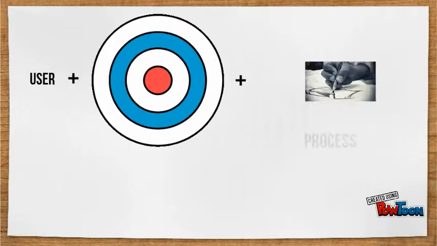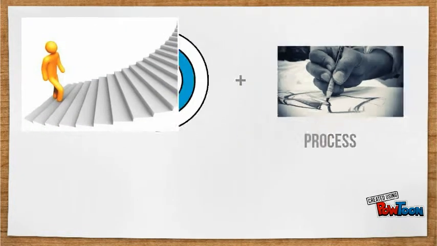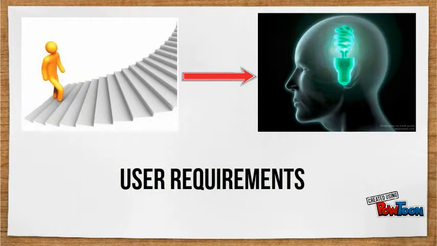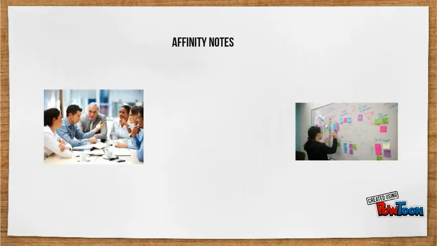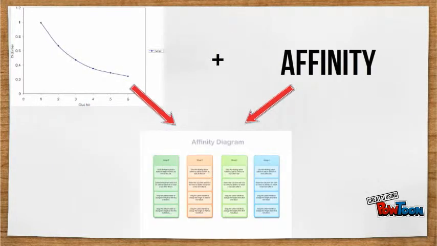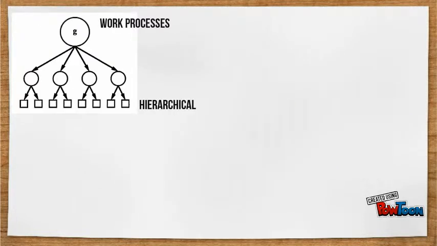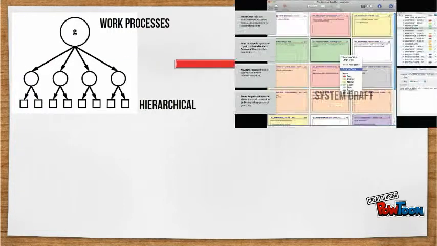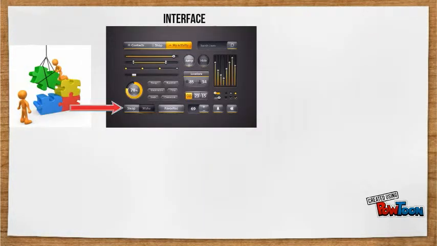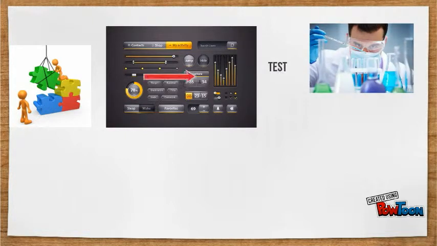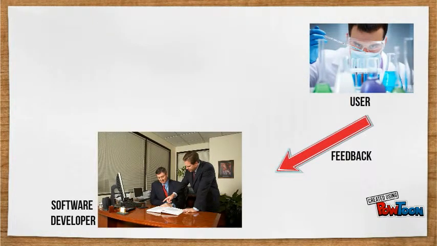What is contextual design? This is a user-centered design process. It involves several steps to gain an understanding of the user requirements for the system. This process requires the developer to observe the user, then label key points, called affinity nodes. From these nodes an affinity diagram is drawn, which is a hierarchical representation of the work processes. A draft of the system is produced, and then a storyboard of the system processes is drawn. This finally leads to a user interface being created, which is tested by the user and then receives feedback.